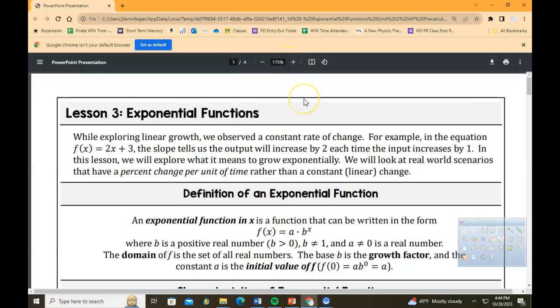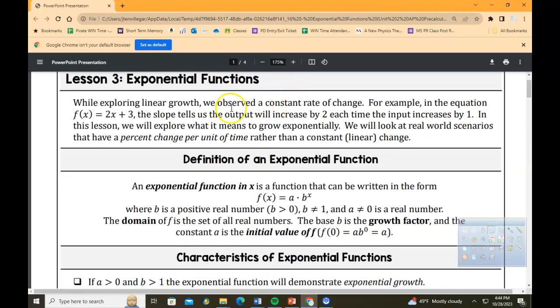Today we are looking at 2.3 exponential functions. So when we looked at linear growth, we realized that it had a constant rate of change. Like if we have 2x plus 3, we know every time x goes up 1, my y will increase by 2. Okay, and that's just what slope means, right? For every 1 to the right, how much do you go up or down by?